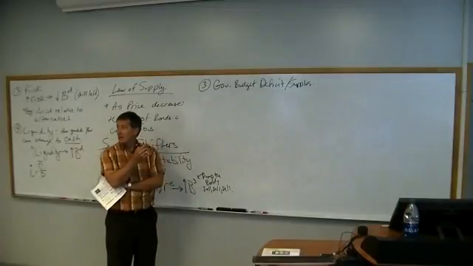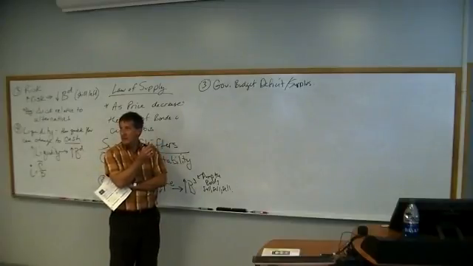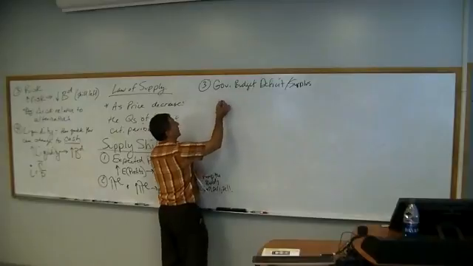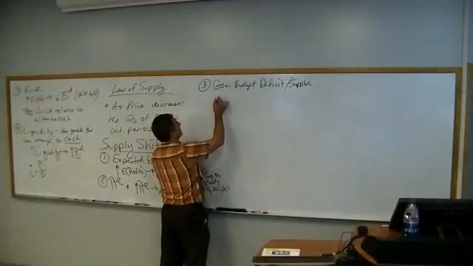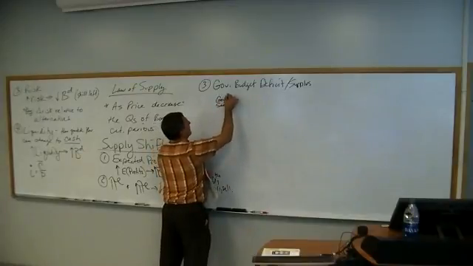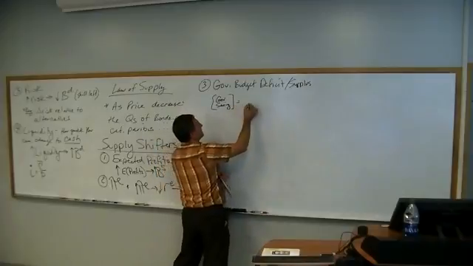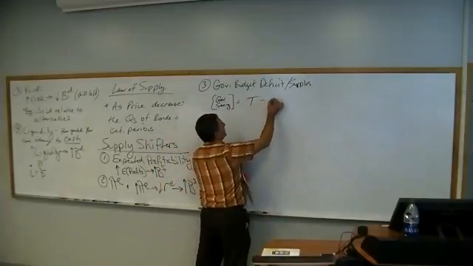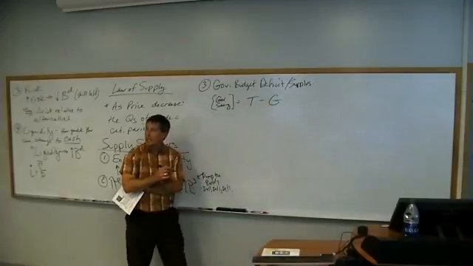What's that? The inflow minus the government. Inflow minus government expenditure. So inflow usually comes to us in the form of what? Tax. So if we think of government saving, that is equal to tax revenue minus government expenditure, T minus G.